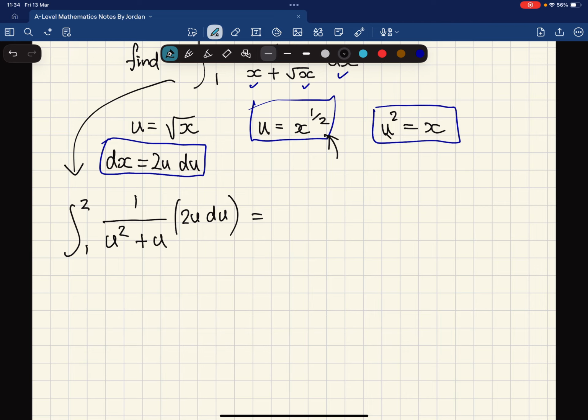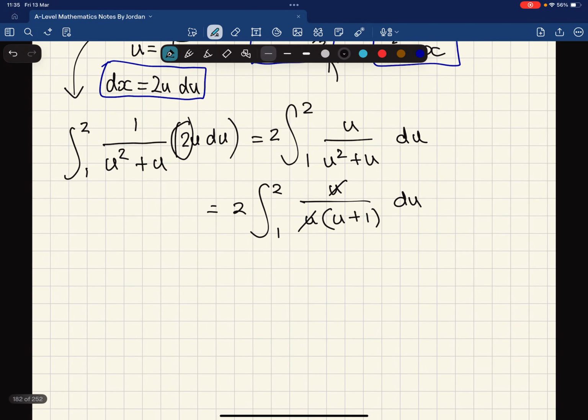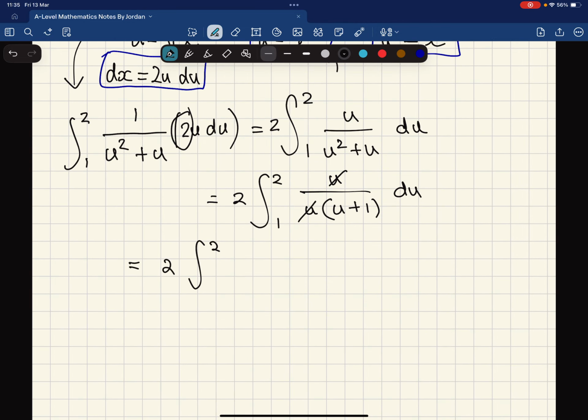Let's do a bit more simplifying. So I'm going to pull this 2 out at the front, then all I have is u over u squared plus u du. This step I'm going to do very carefully because it can confuse some people. I'm going to factorise out u from the bottom, and you should notice the u's here cancel, which is going to lead to 1 over u plus 1 du.